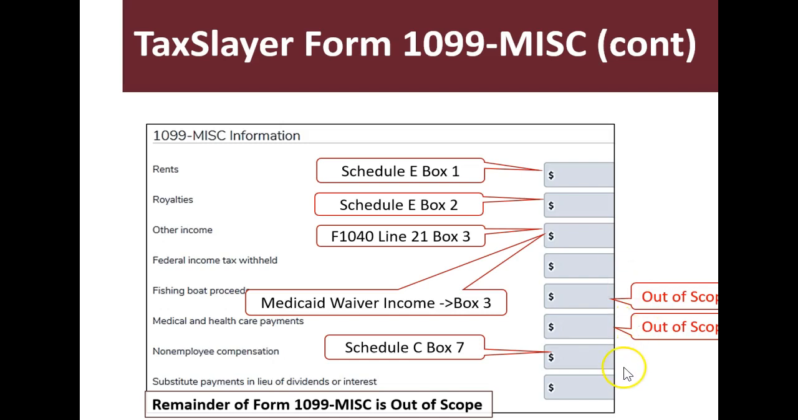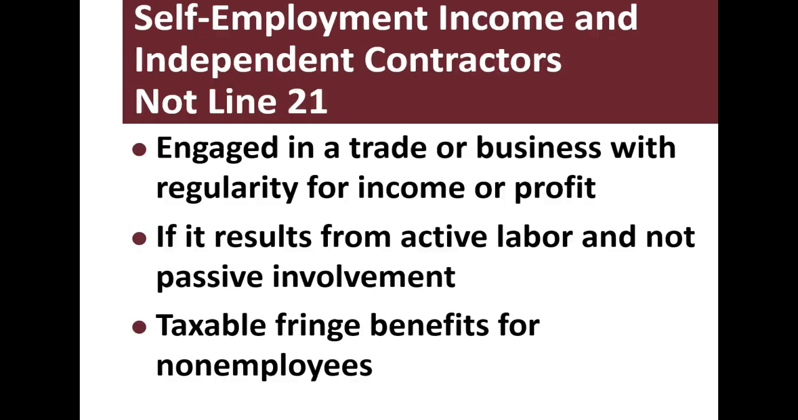And the other big one you see on this form is box 7, which is non-employee compensation. Note that goes not to line 21. That's considered self-employment income, which typically goes to line 12. Just a couple notes about that self-employment income. That's defined as engaged in a trade or business with regularity for income or profit. It usually requires activity. It's not passive.